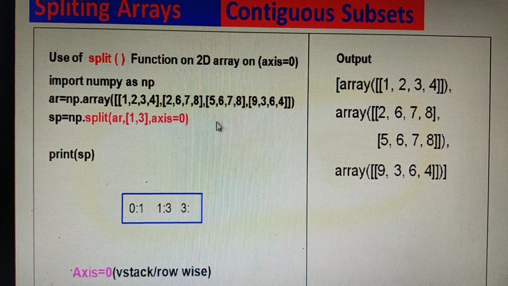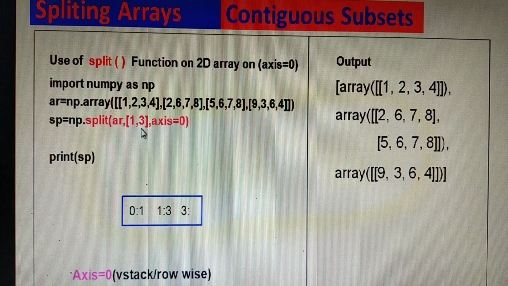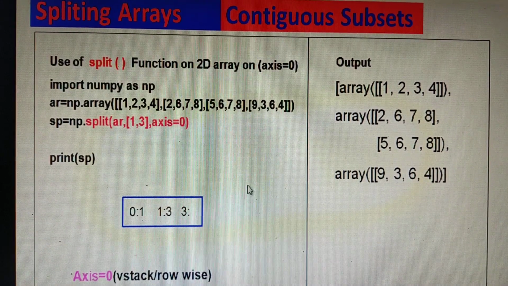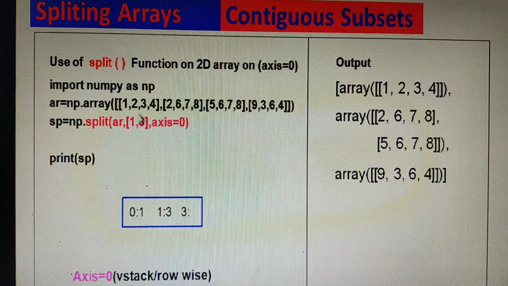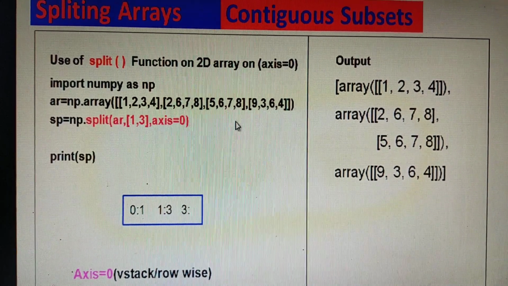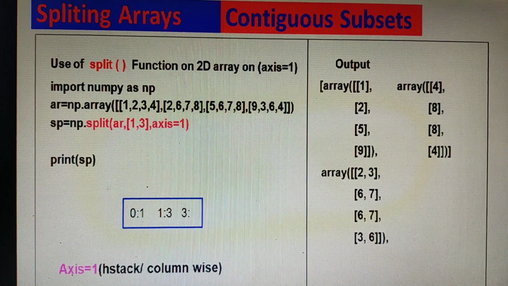So I think you understand how it is divided by the 2 numbers into 3 different parts. It creates the ranges 0 to 1, 1 to 3 and 3 to last. It is not so difficult, so you can understand it.